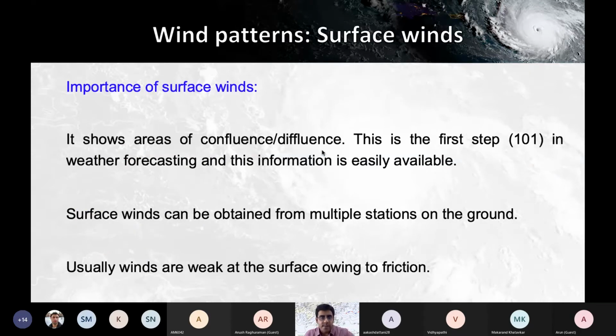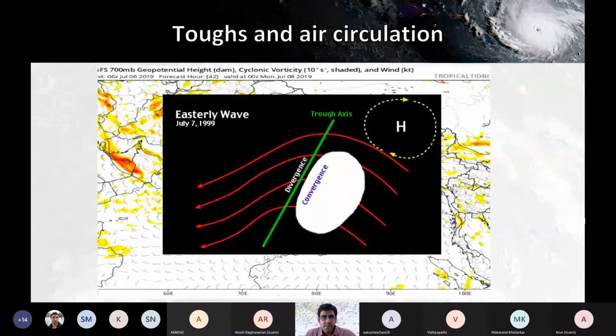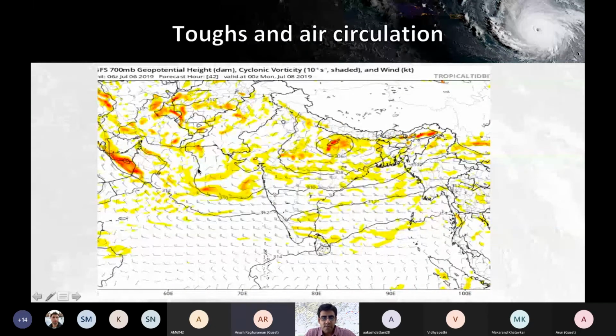Is there any question? Sir, can you please share that wind trough pattern for southwest monsoon once again, sir? Yeah, this one.